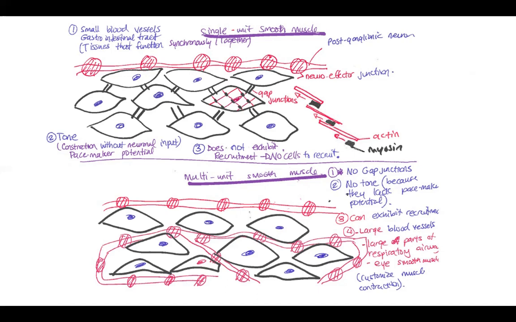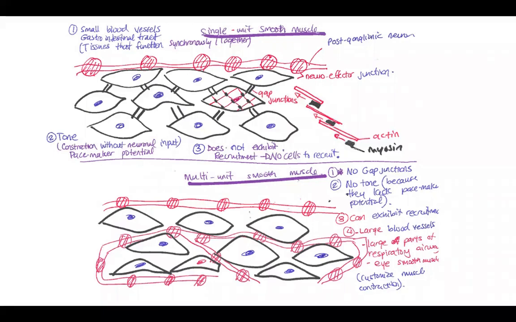Locations, we said, small blood vessels, gastrointestinal tract, tissues that function synchronously together. So usually in a small artery, all the cells are kind of typically doing the same thing. In larger arteries, the cells may be doing different things depending on signals that are coming in. And so usually in cells that we want to be functioning as a single unit, we have this type of single unit smooth muscle.